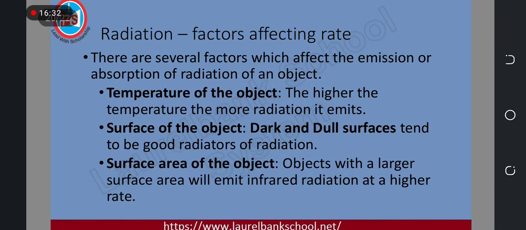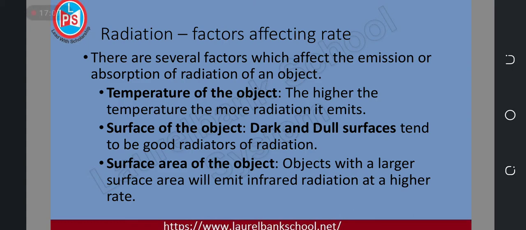Now we are going to discuss the factors that affect the rate of radiation. There are several factors which affect the emission or absorption of radiation of an object. The first factor is the temperature of the object. The higher the temperature, the more radiation it emits. The second factor is the surface of the object. If dark and dull surfaces are there, then they are considered good radiators of radiation.